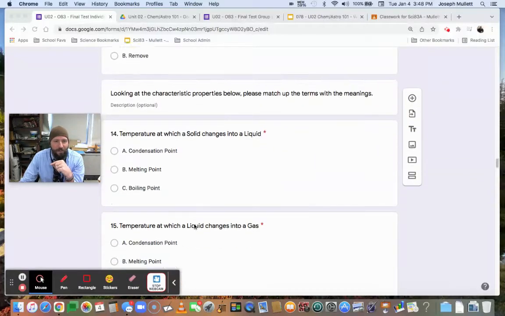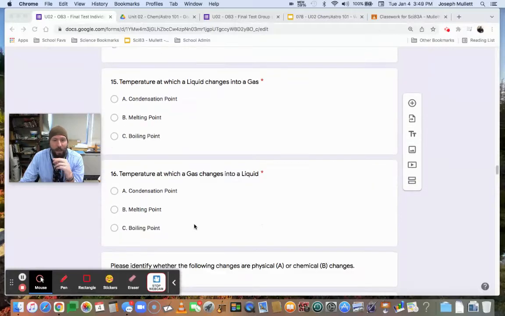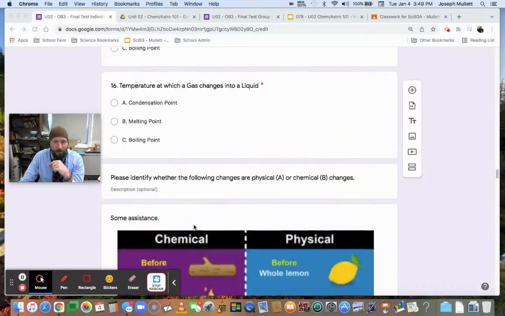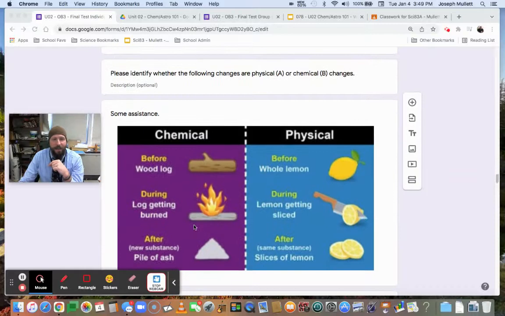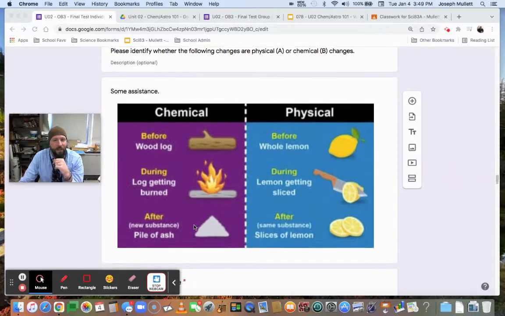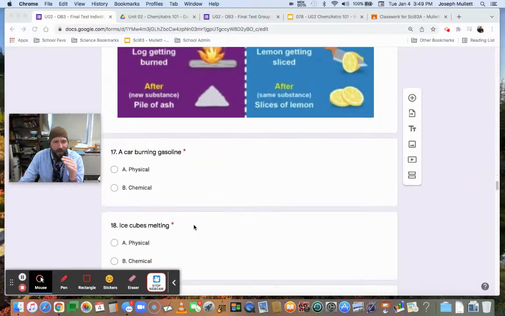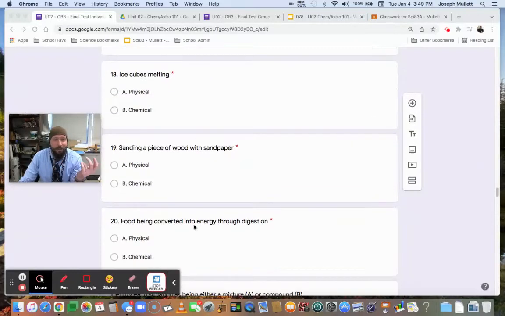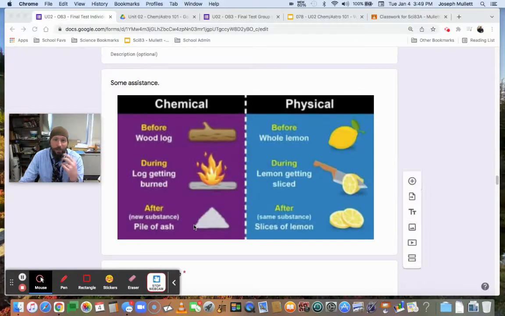Number 14, 15, and 16 is all a way of identifying your definitions of either the characteristic properties of condensation point, melting point, and boiling point. And each one of those definitions goes with one of those points. Then you've got the chemical and physical. Quick little reminder there, the different types of chemical changes versus physical changes. You've got some examples, car burning gasoline, ice cubes melting, and so on and so forth. And so your goal here is to decide whether each one of those is chemical or physical, partly based upon what you've been learning and studying, but also as this picture helps you out.